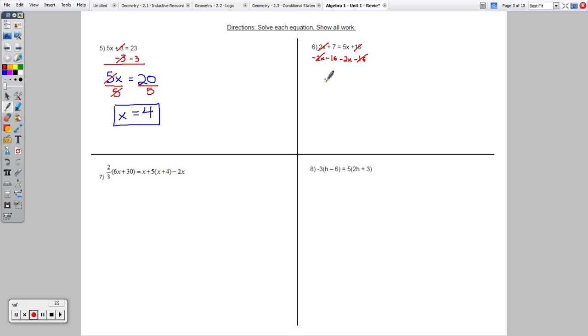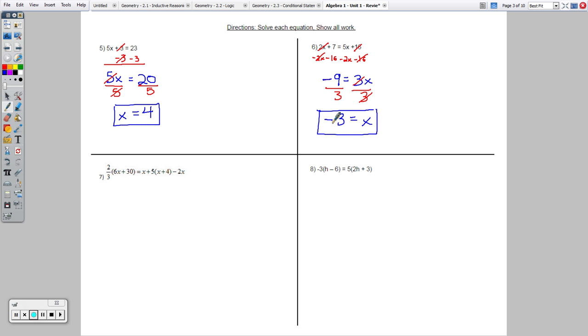I'm left with negative 9 equals 3x. From there, divide both sides by 3. The 3's would cancel when you do that. And you've got your answer on this one. Negative 3 equals x.